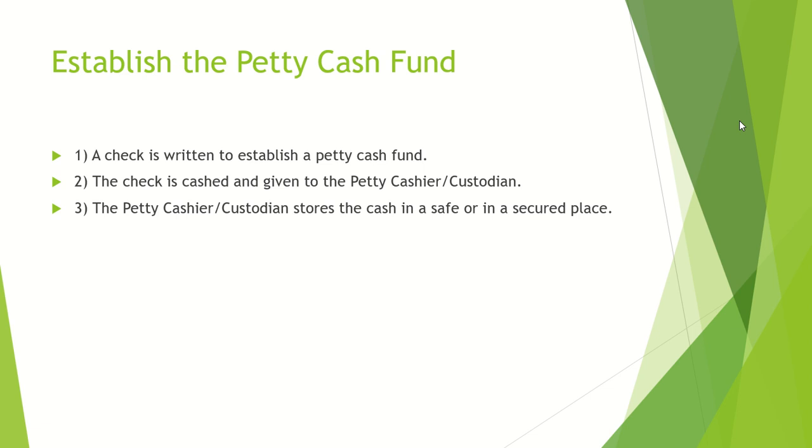The second thing you're going to do is, once the check is written, you're going to provide it to the petty cashier or the petty custodian. That custodian is going to take the check and cash it so they can get the money from that check that was written. And then the third thing they're going to do, within the establishing the petty cash fund step, is to store the cash, for example, $100, in a safe or a place that's secured, because you're going to use that $100 for small items.